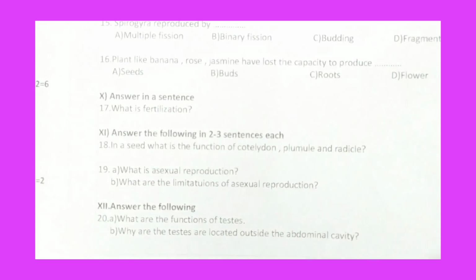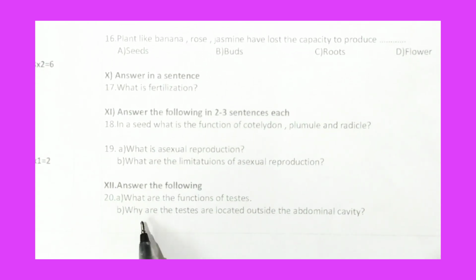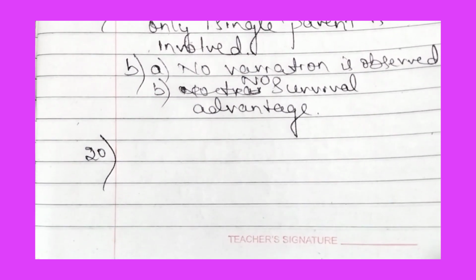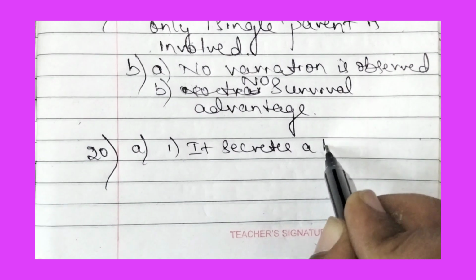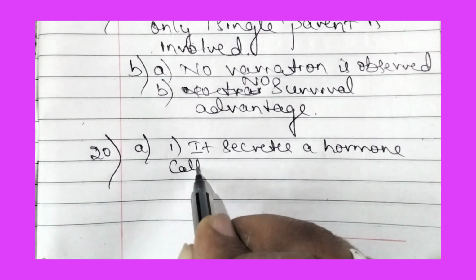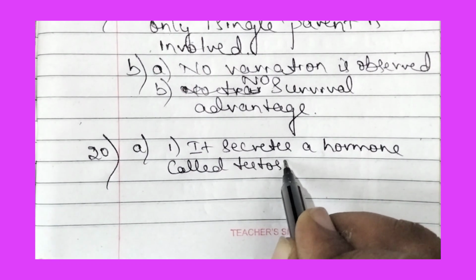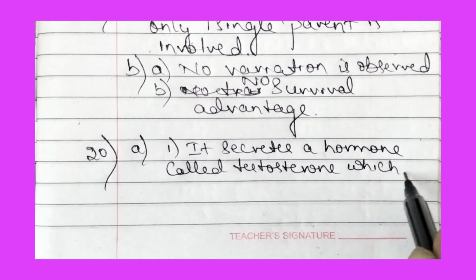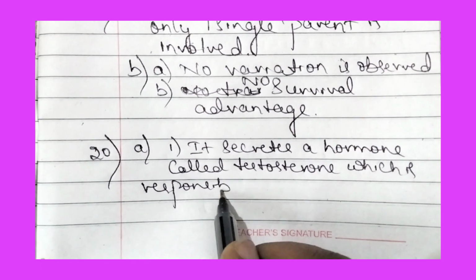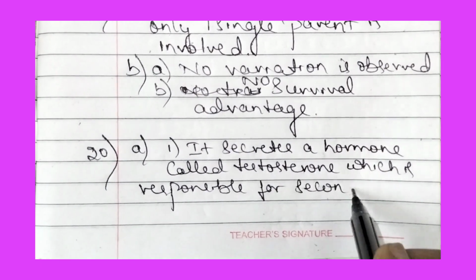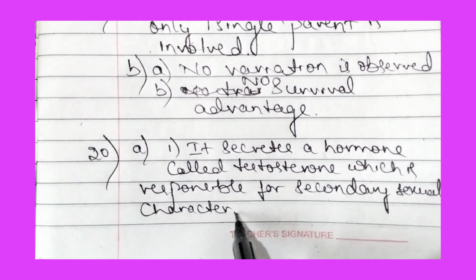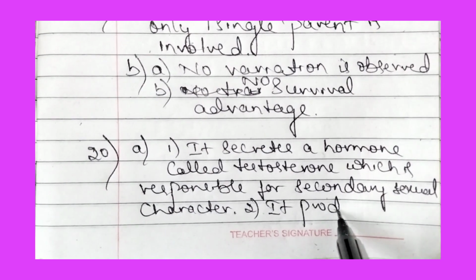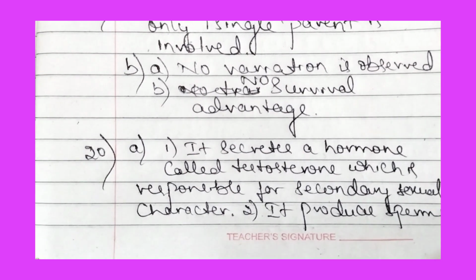Now let us move to the 20th question: what are the functions of testes? Why are the testes located outside the abdominal cavity? The first function of the testes is that it secretes a hormone called testosterone, which is responsible for secondary sexual characters. The second one is that it produces sperms.